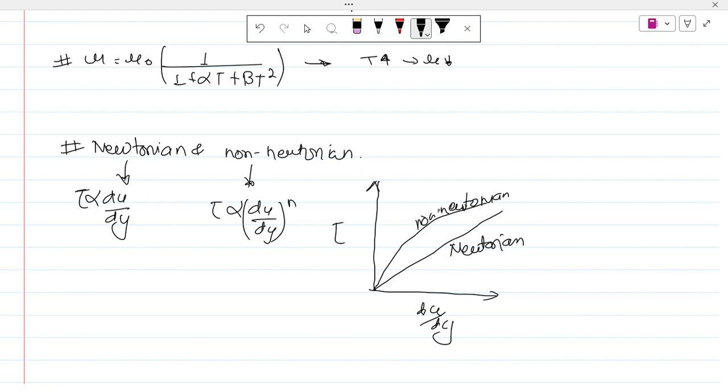Also, if we see a similar graph here, with strain rate du upon dy and shear stress, the viscosity of oil is high, so oil is there, and water is there. The least viscous fluid is here, and this is how viscosity changes from one fluid medium to another. This is all about Newtonian and non-Newtonian fluids.